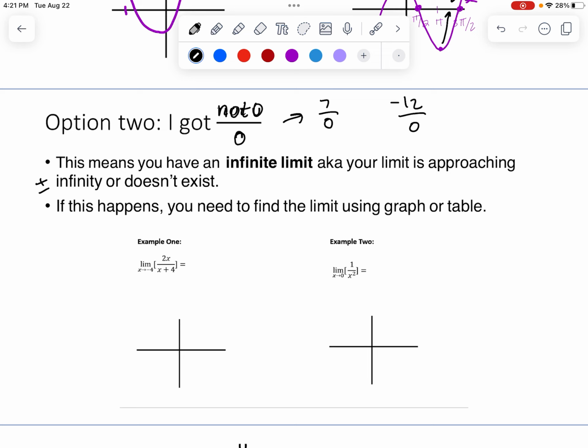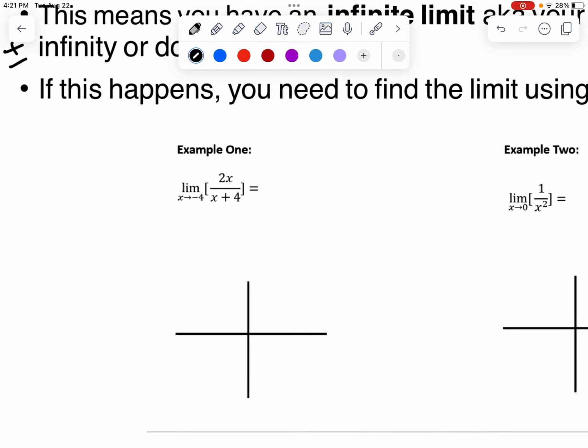If this happens, the best thing you can do is find the limit using a graph or a table, but you can do it algebraically. And so I'm going to show you how to do it algebraically here. I'll first show you the graph and then I'll show you how to do it algebraically.